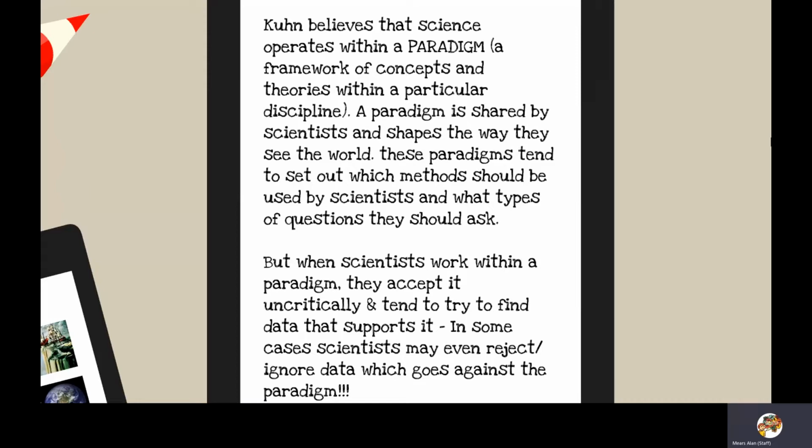So when scientists work, they're working within a paradigm. They accept all the other research that comes before them. They uncritically accept principles like the sun being the center of the solar system, gravity. These principles that are unquestionable and accepted by all. And then again, all scientists will work within that paradigm, within that framework.